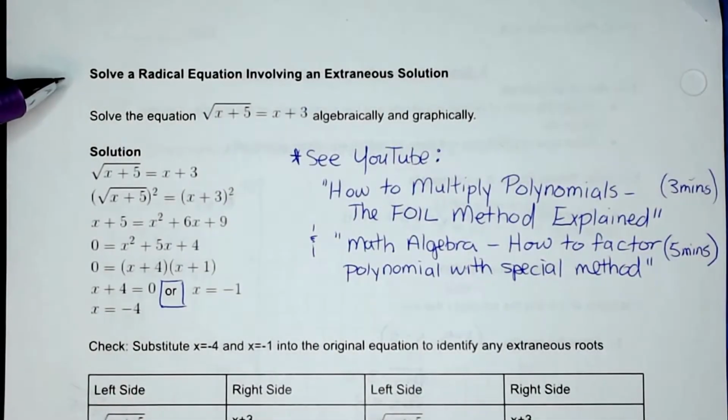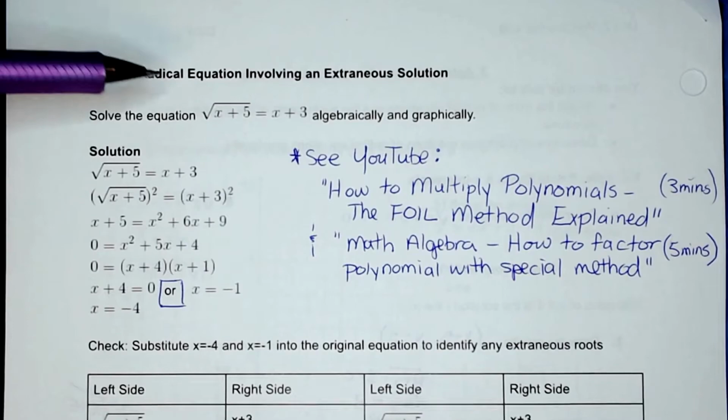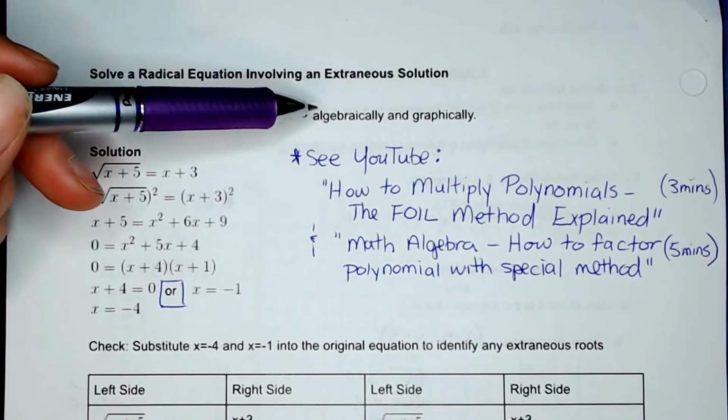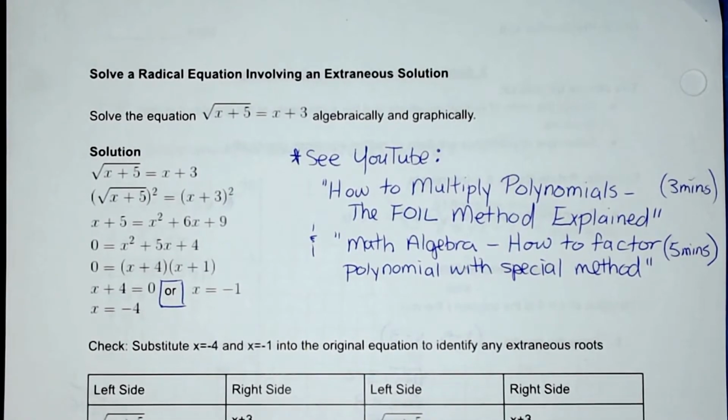We can also have a situation where one of the solutions for x will not work. It will give you two expressions that are not equal to each other. So on this side, we have a little bit of a different equation. We have √(x + 5) = x + 3. And we want to solve it algebraically and graphically. I'm going to show you how to do both ways.